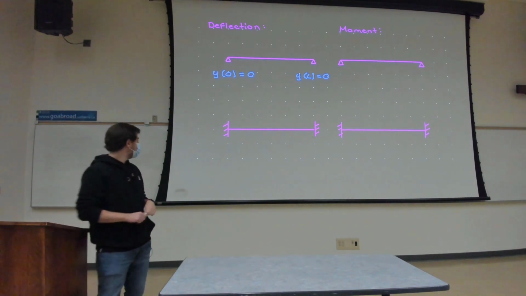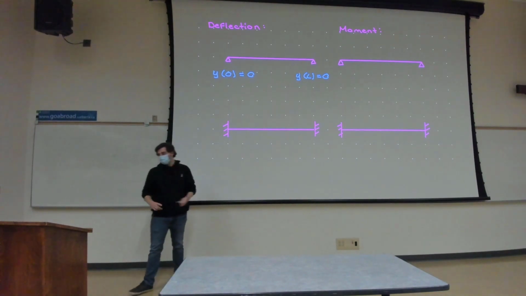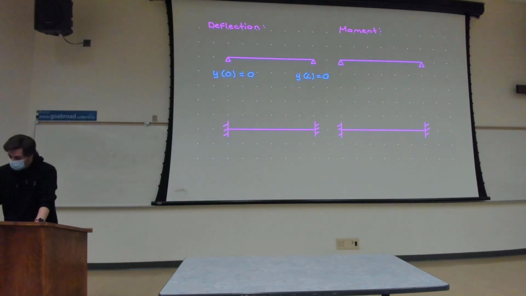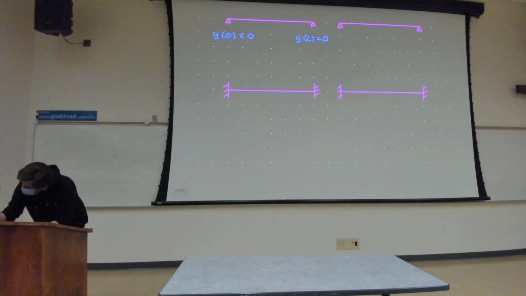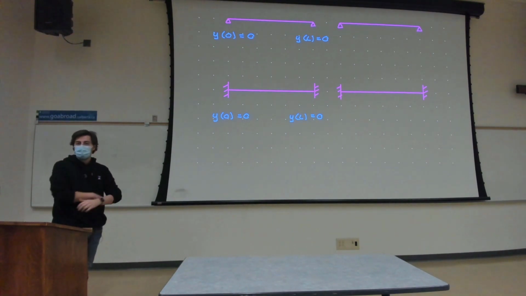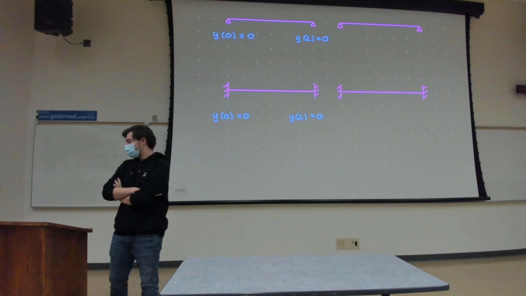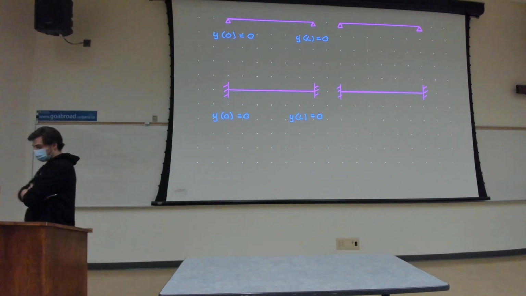Is the deflection right here non-zero? No. So we know that this is valid for both when it comes to deflection. So y at 0 is equal to 0. Y at L is equal to 0. I'm very happy that I didn't have any questions about that. We'd have to go back a long ways if there's questions about that.